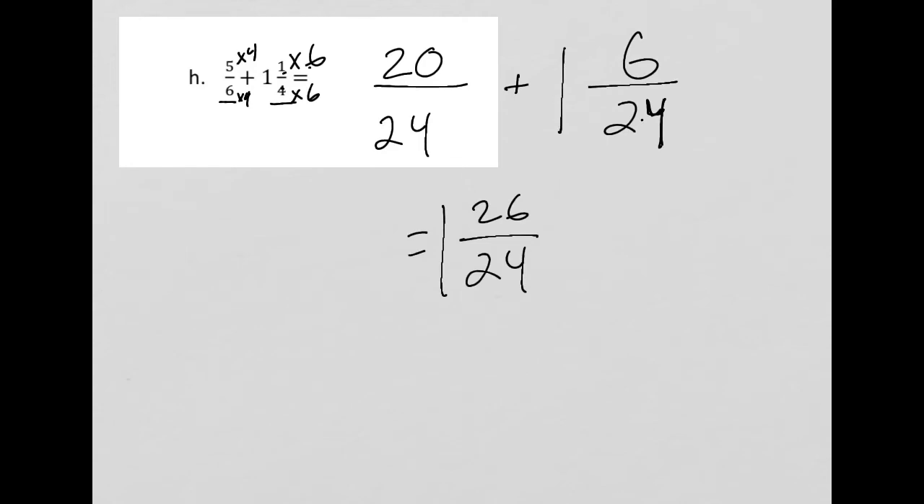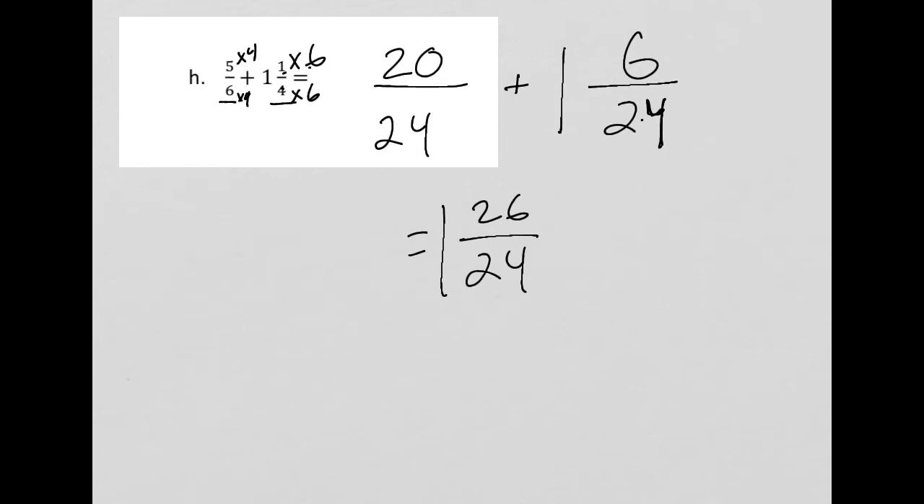Because all I do is I add my whole numbers together and then I add my fractions together. And because there's only one whole number, it just stays that one whole number. The problem I have now is 26 is bigger than 24. So it's an unhappy fraction. I need to simplify this and make it into a proper fraction where the numerator is less than the denominator.